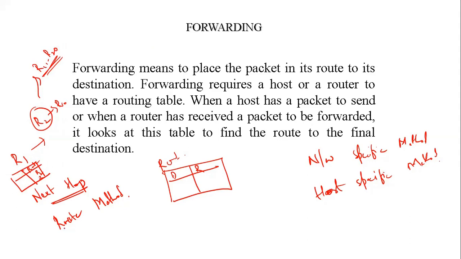Instead, in the route method, we will have a complete route. Suppose the sender or the source has to send to the destination, then it has to pass through R1, then R3, then R8, then R14 to the destination. Then the route method will have this complete route in the routing table.